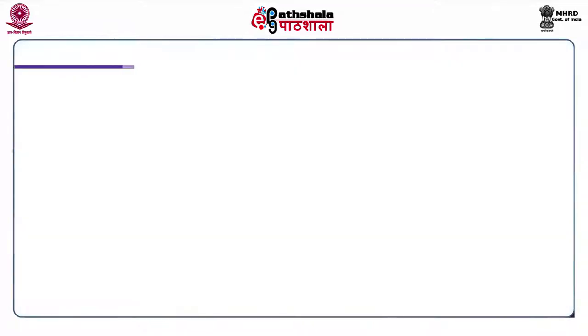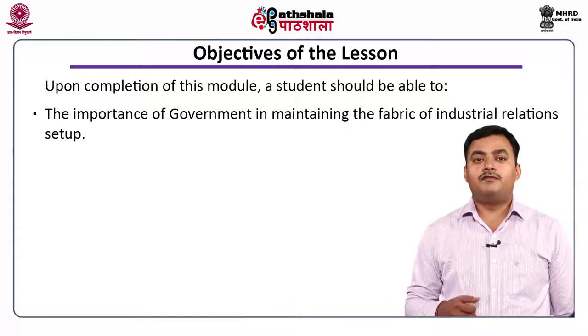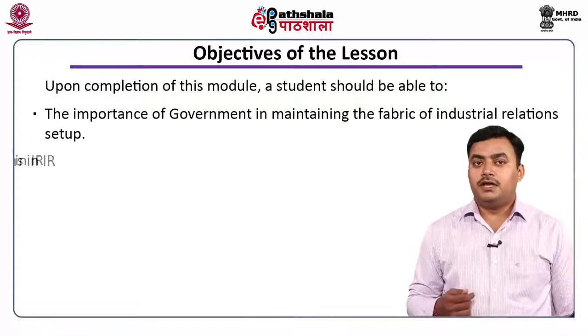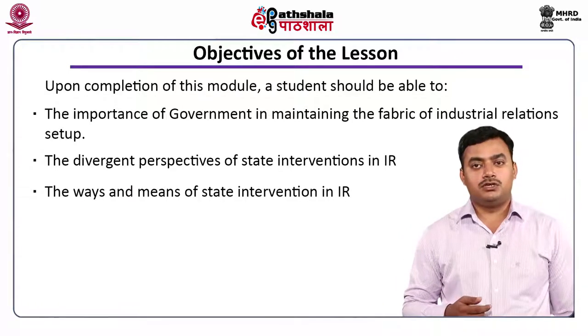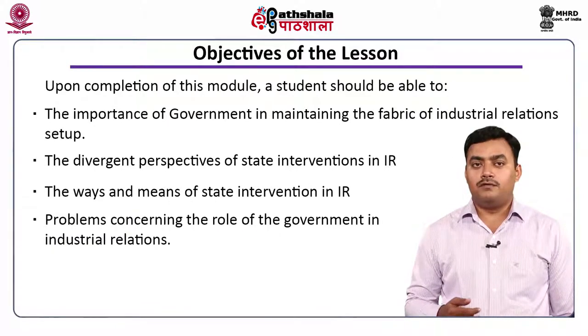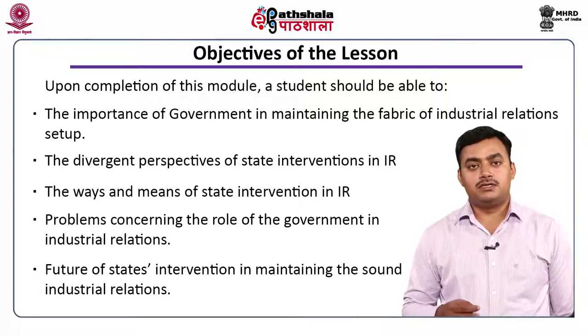In this module, we are going to discuss the divergent perspectives of the role of government, types of government interventions, the means of state intervention, liberalization and the changing role of government, problems concerning the role of the government in industrial relations, and what is the future role of the government. Upon completion of this module, a student should be able to understand the importance of the government in maintaining the fabric of industrial relations setup, the divergent perspectives of state interventions in IR, the ways and means of state intervention in IR, problems concerning the role of the government in industrial relations, and the future of state's intervention in maintaining the soundness of the industrial relations system.